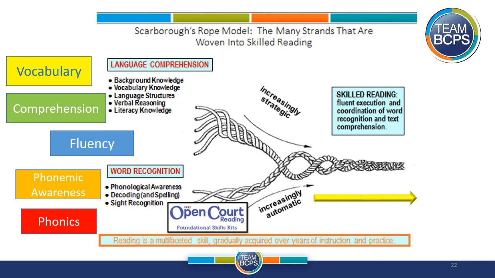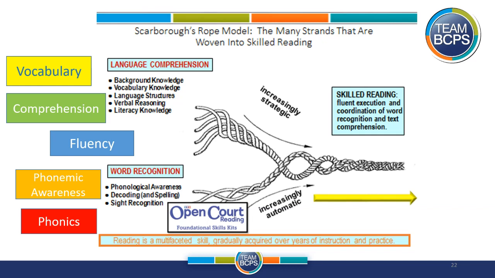So now we have 5 more pipe cleaners that represent each of those strands. Language comprehension is a part of the science of reading. So the bottom strands talk about word recognition. The top strands talk about making meaning. The purpose of teaching our students to become increasingly automatic, the purpose of reading in general, is for students to be able to make meaning.